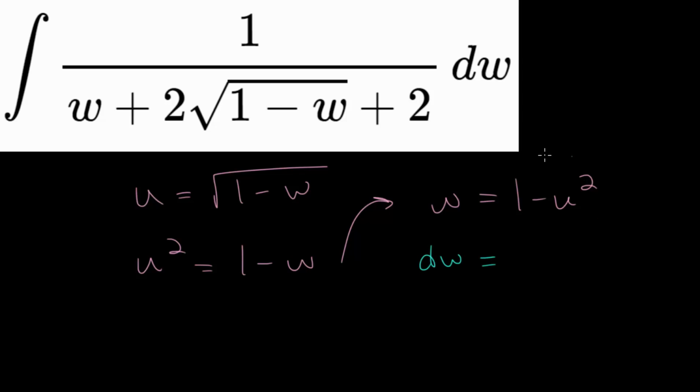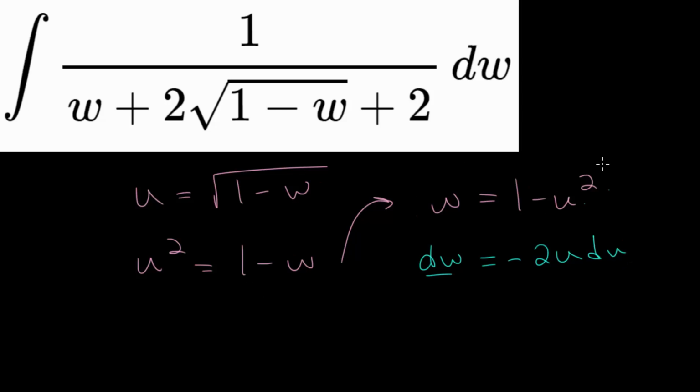dw would just be the derivative of this side. And we use the power rule. The derivative of a constant we know is 0. So we bring down the 2. We have minus 2 u to the first, we subtract that exponent by 1, and we have du there. And now we have a substitution we can make. We can replace dw with this minus 2u du.